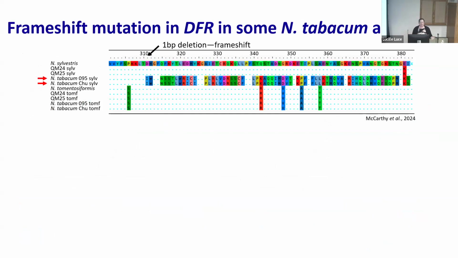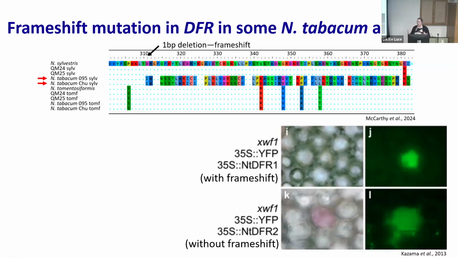When we were looking at the sequences of these genes, we also found that a few of our tobacco accessions had a frameshift mutation in DFR, which again is that first gene towards making anthocyanins. And we have a 1 base pair deletion leading to this frameshift. Other folks found this also and did some functional work on it, and they found that that frameshift led to a non-functional gene.